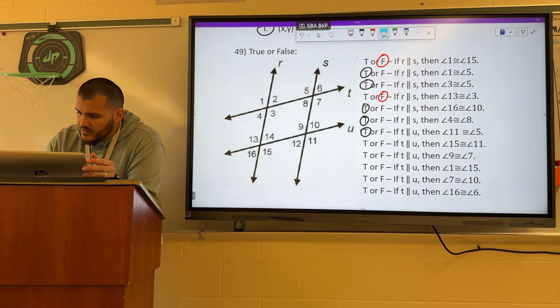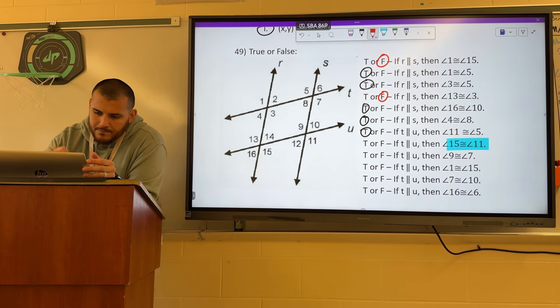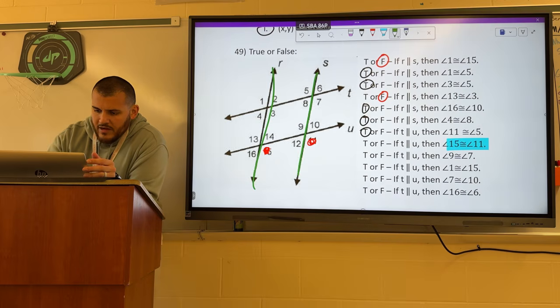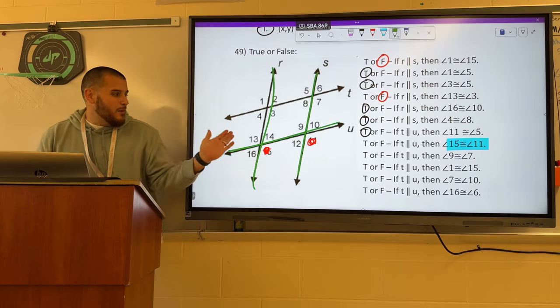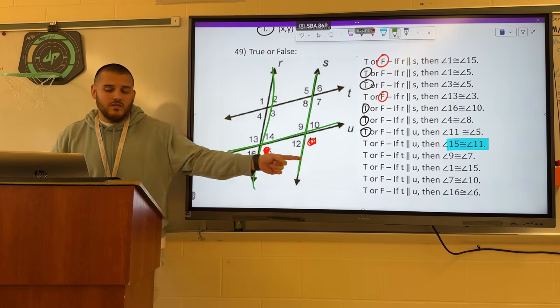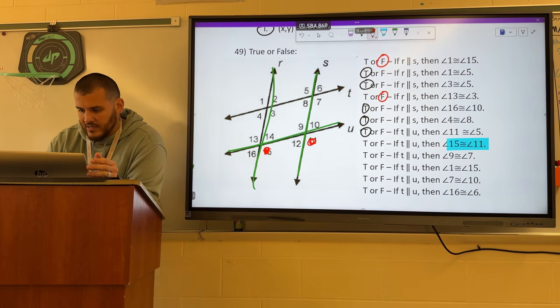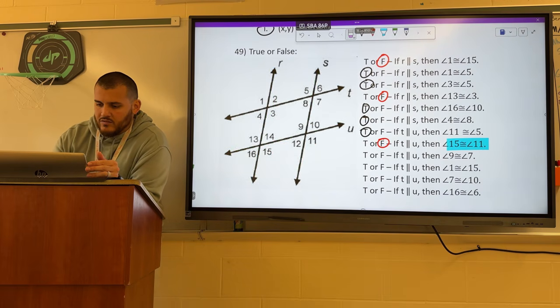Our next example is looking at 15 and 11. 15 here, 11 here. Those angles are created by these 3 lines. Again, that would be R has to be parallel to S for those corresponding angles to be congruent, not T and U. So that is false.